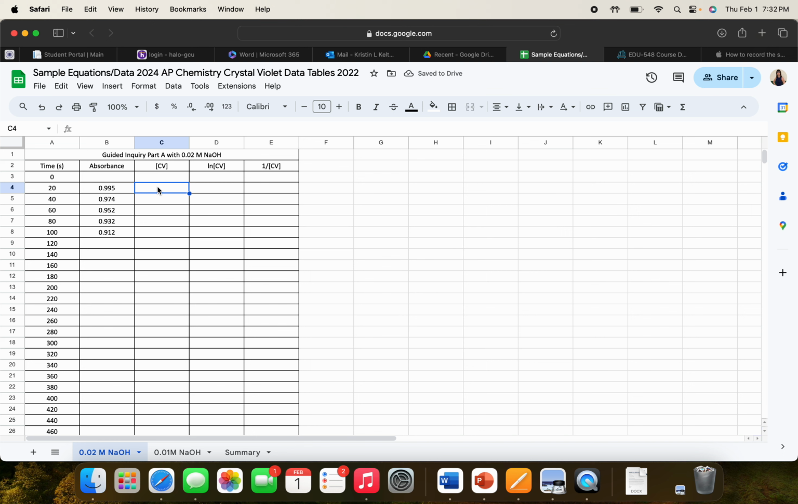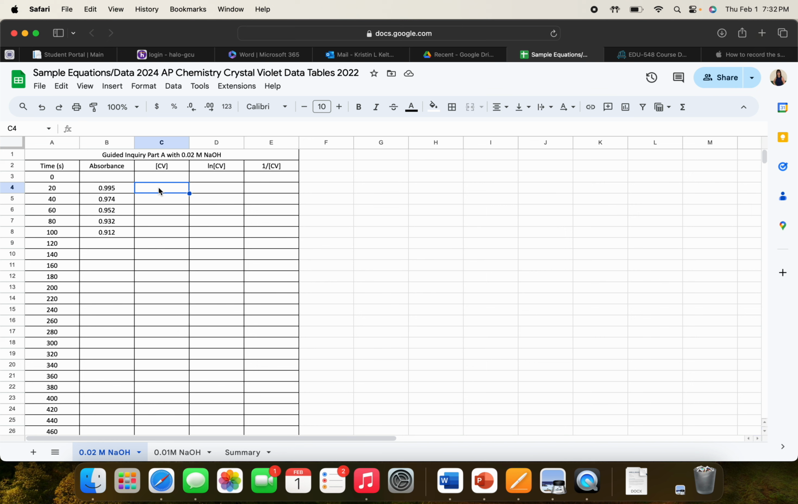So I'm going to start in this first box, C4, because that's where I'm going to put my first equation. Now, when we did the calibration curve, y equals mx plus b meant absorbance equals slope times concentration. We can ignore b because it was pretty much zero. So how do you find concentration? It's going to be y divided by the slope. Well, y is absorbance divided by the slope.